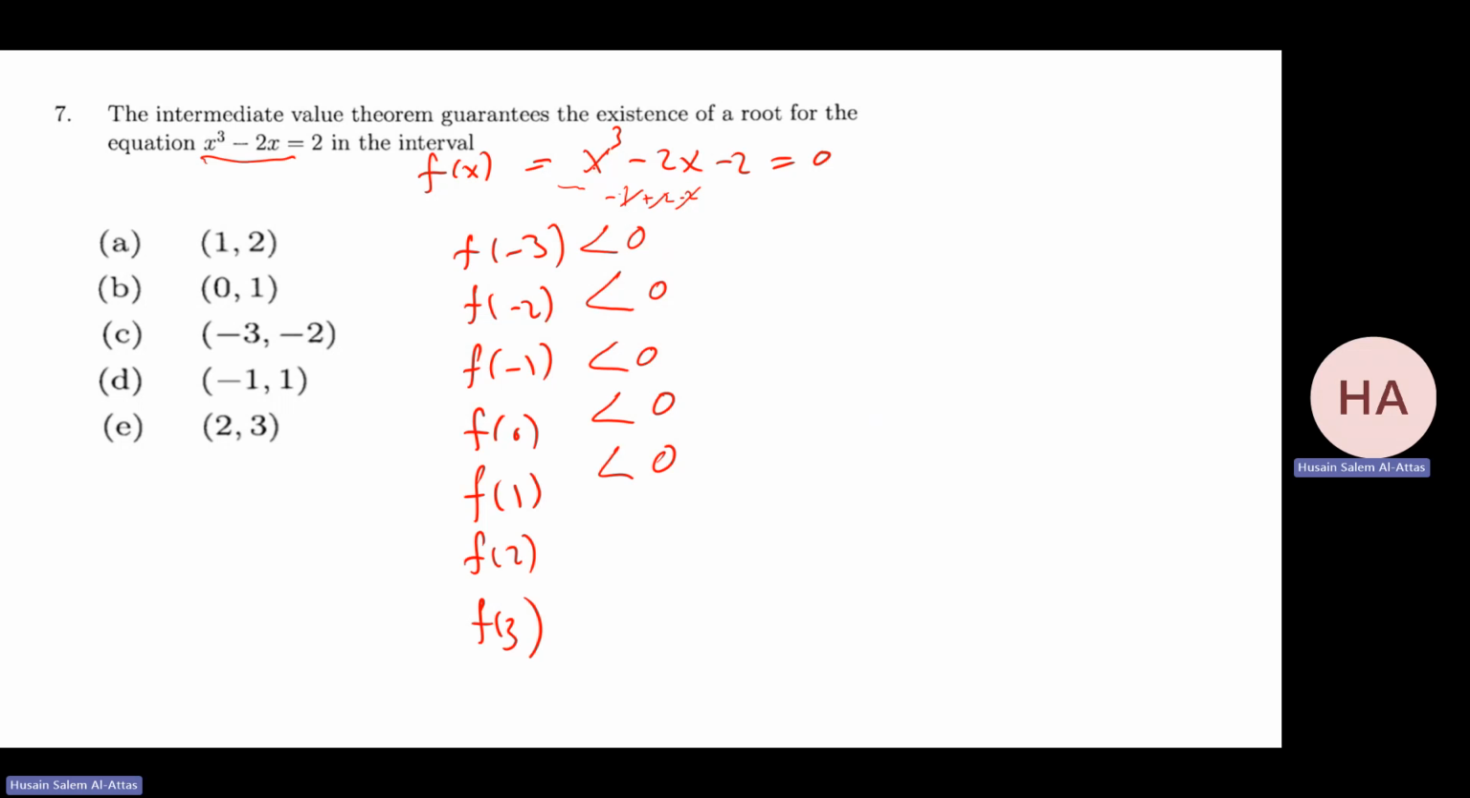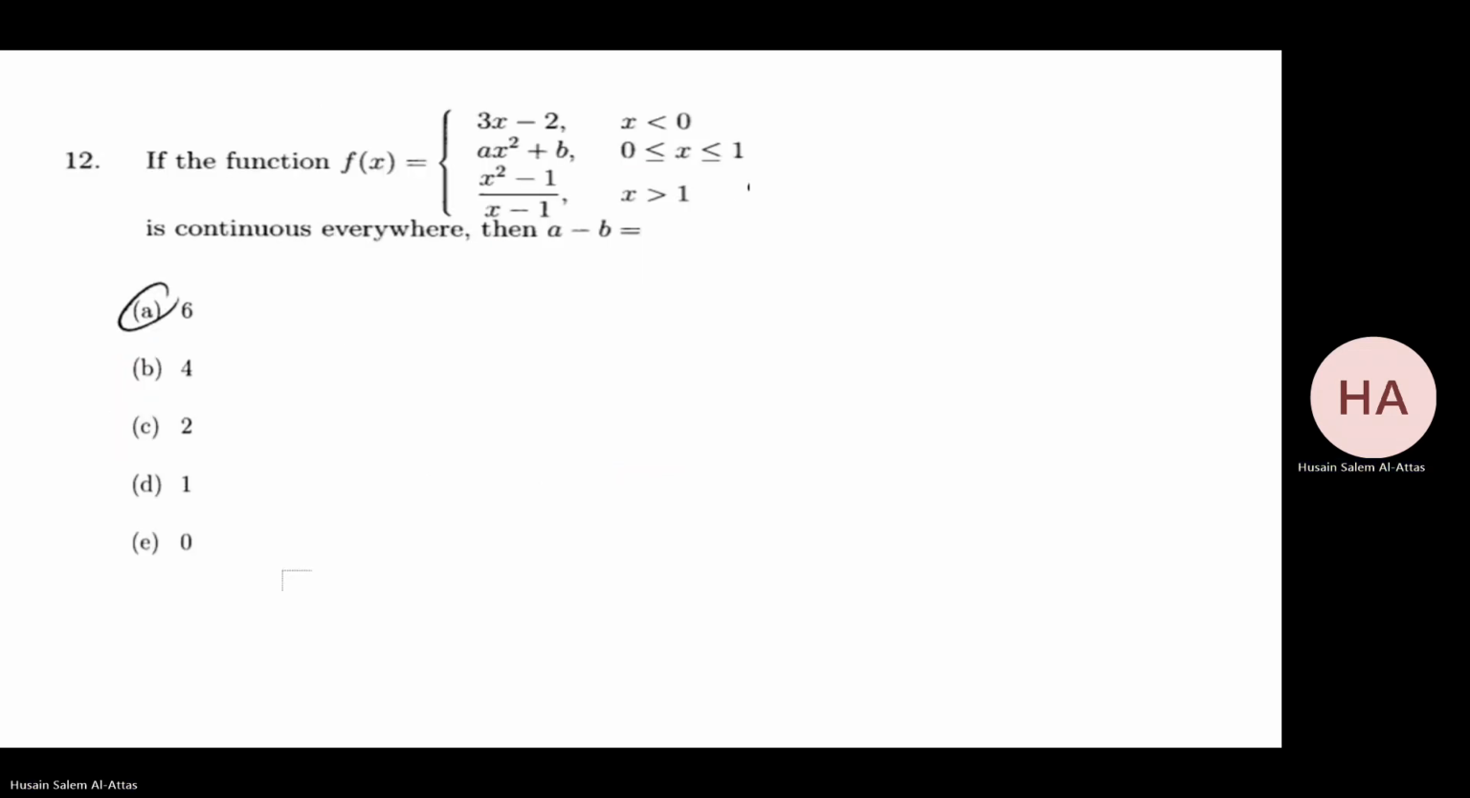F of 2 will be what? 8 minus 4 minus 2, which is positive. F of 3 will be a big number, positive. So minus 1 and 1 out, 2 and 3 out, 0 and 1 out. 1 and 2 differ: negative, positive, so this is correct. If the function is continuous everywhere, how do we deal with such a problem?